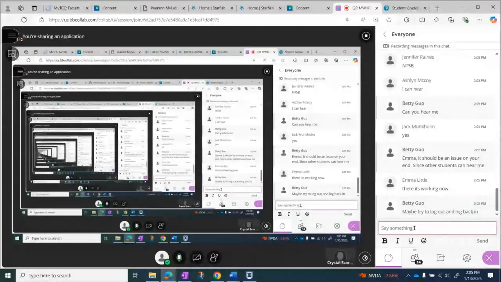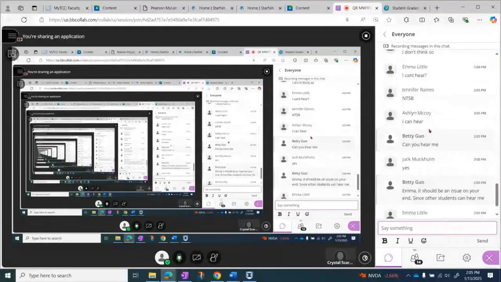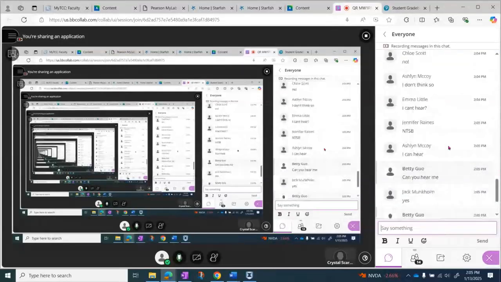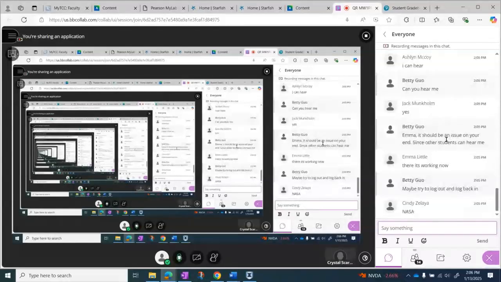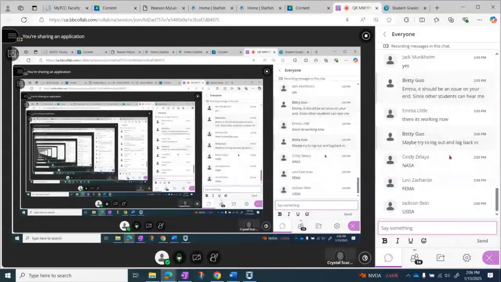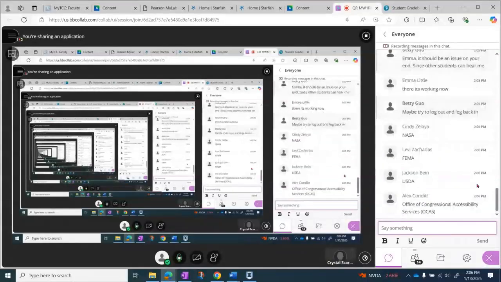So Jennifer gave an example, NTSB. I have no idea what that is. Can you type the meaning of the acronym? National? NASA, that's a good one. Yeah, I was going to give that one. Thank you, Cindy. FEMA, USDA, yeah, a lot, perfect. Office of Congressional Accessibility Services. Wow, I never heard of that. But NASA definitely is one, right? I'm going to use this example.